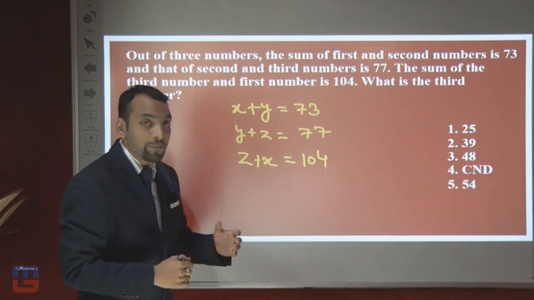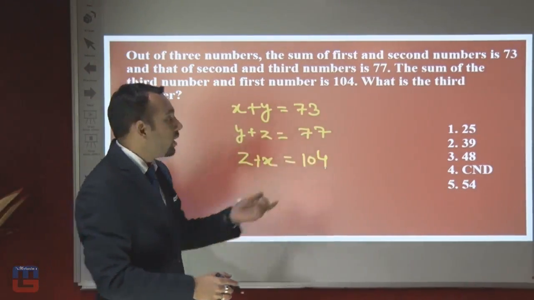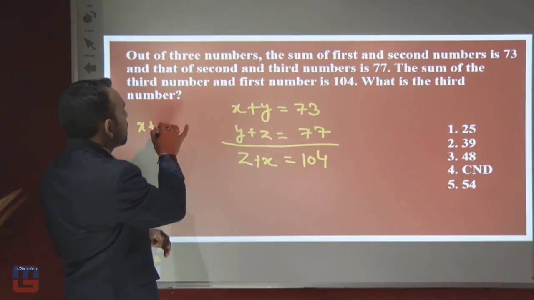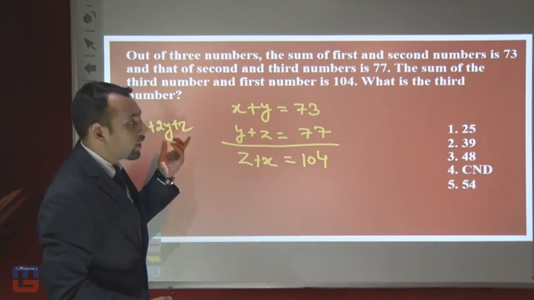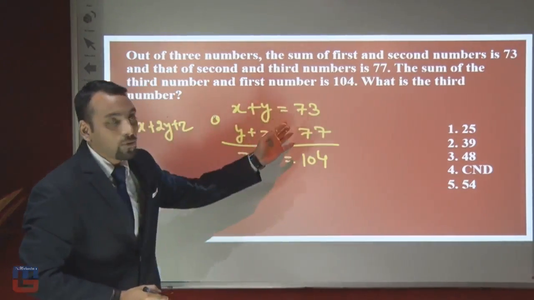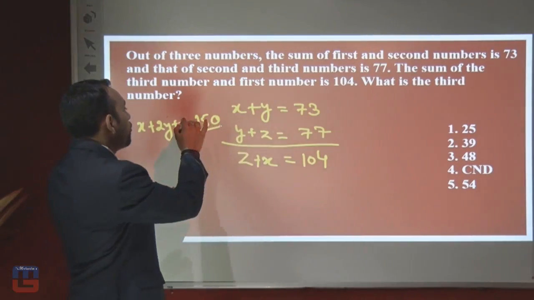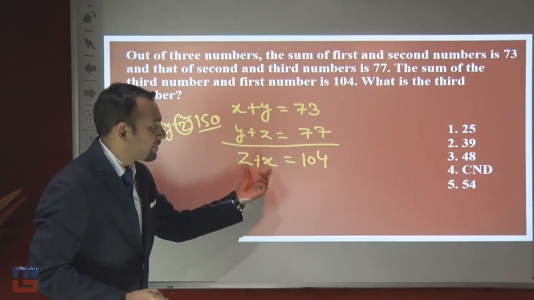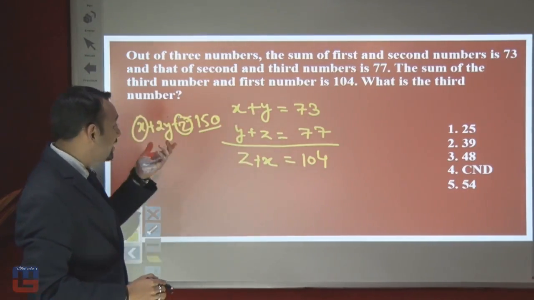How will we calculate? Now see, basically we have x plus y is 73, y plus z is 77. If we add these two equations, we will get x plus 2y plus z. Now 73 plus 77: 3 plus 7 is 10, then 7 plus 7 is 14, and then 150. So x plus 2y plus z will be equal to 150. Here we have x plus z. You can see x plus z is 104. So we can put the value of x plus z in this equation.